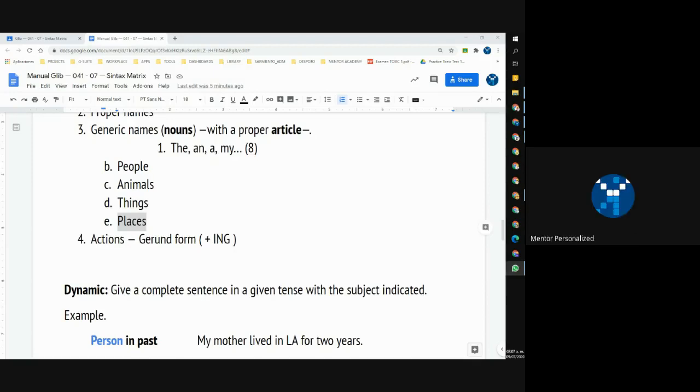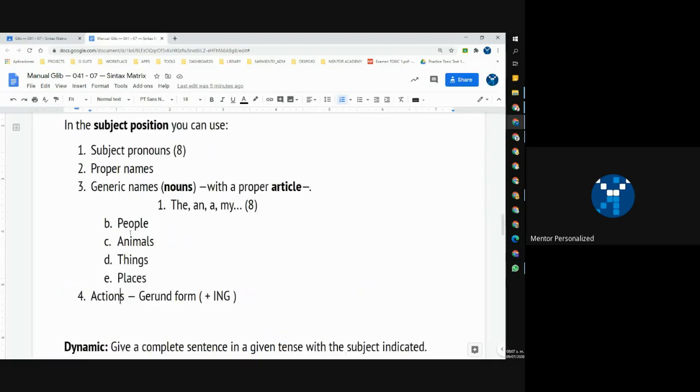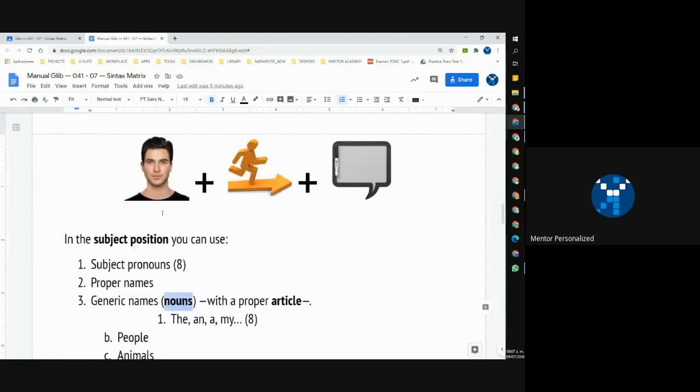Church. Church. Very good. Repeat church. Church. Very good. How do you say supermercado? Supermarket. Very good. That's right. Okay. So places. That's right. And then you can use these nouns in the subject position to give a complete sentence.